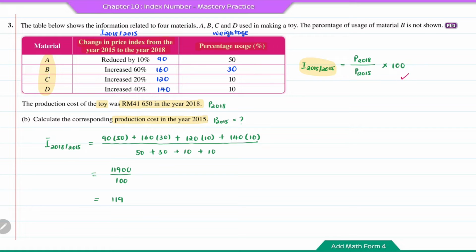By referring to the formula here, it will be 41650 divided by the corresponding cost in the year 2015 times 100. This will be equal to 119. To solve for the corresponding price in the year 2015, it will be 41650 times 100 divided by 119. So the corresponding cost will be RM 35,000.